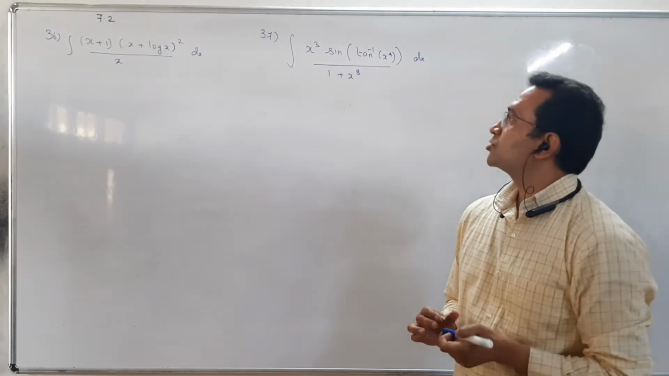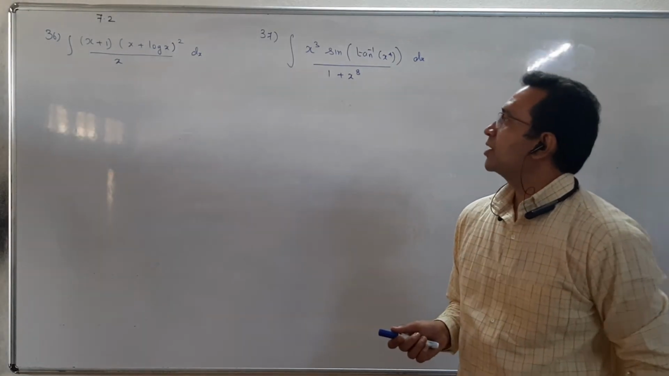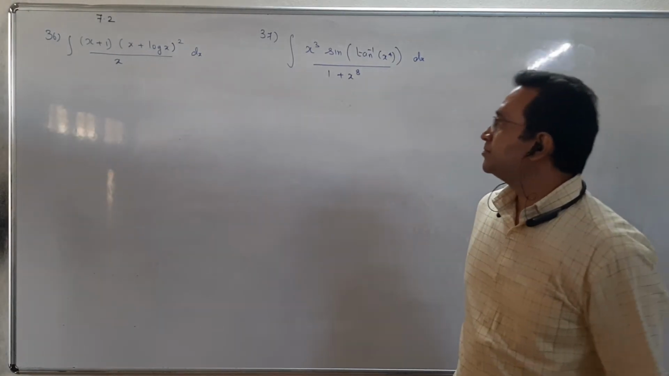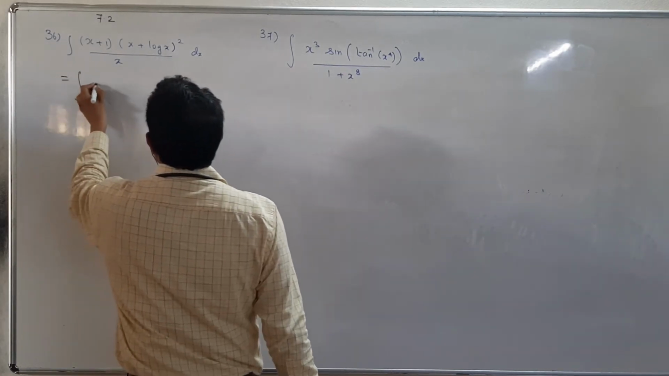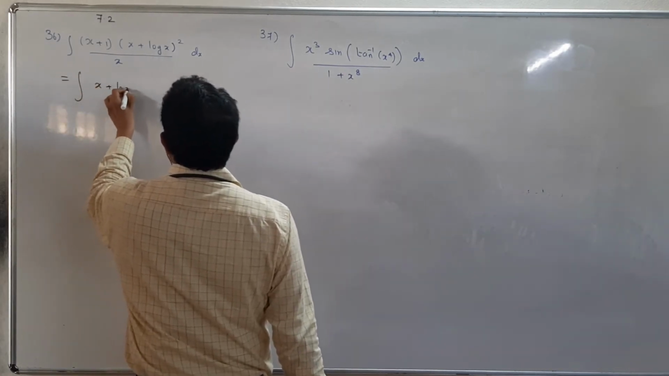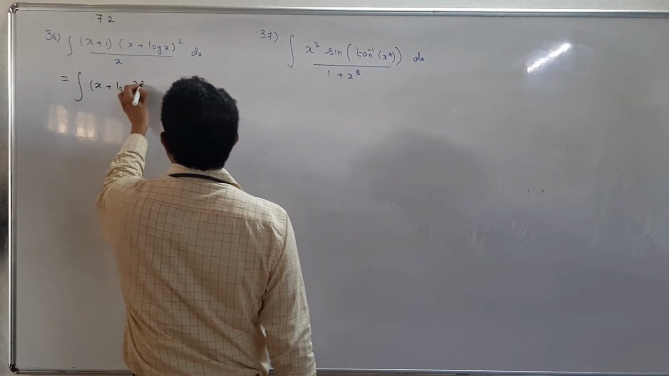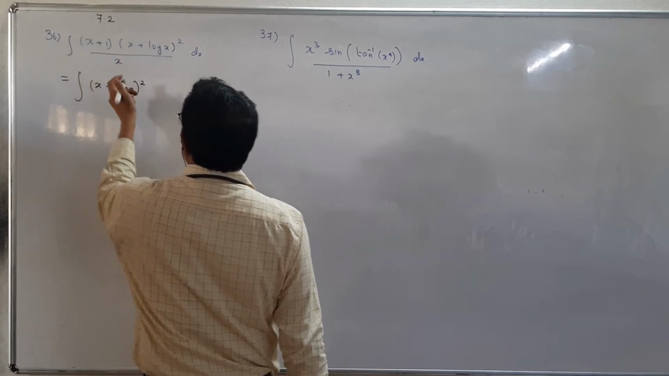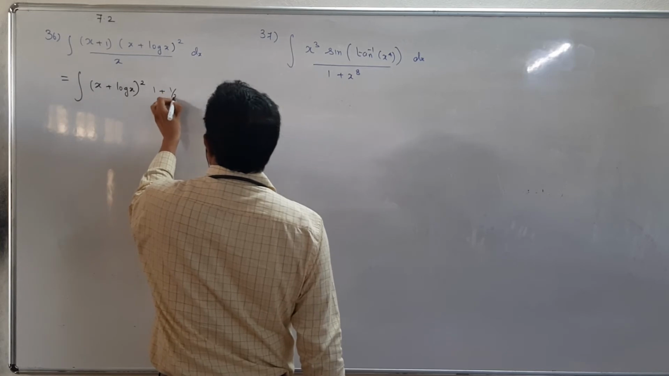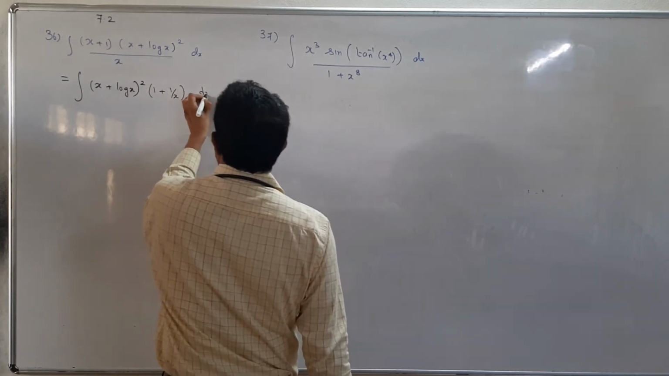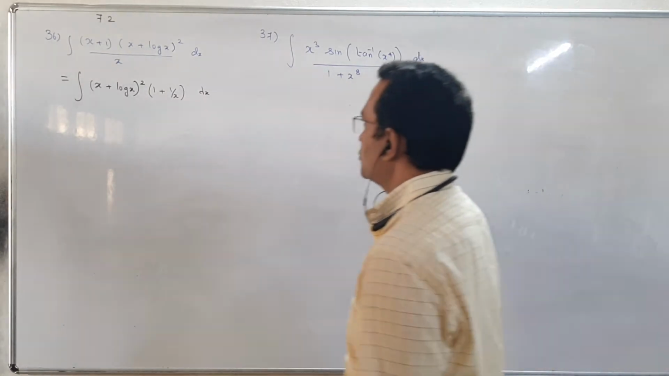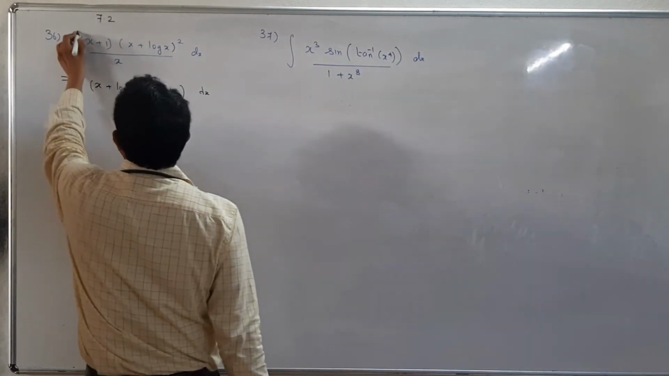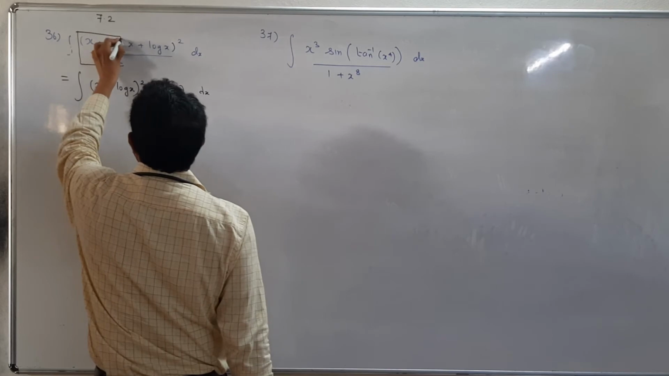Okay, students, how will you do this sum? Say I can write this as x plus log x the whole square, and x plus 1 by x is written as 1 plus 1 by x dx. This two I have taken with individual division, x plus 1 upon x.